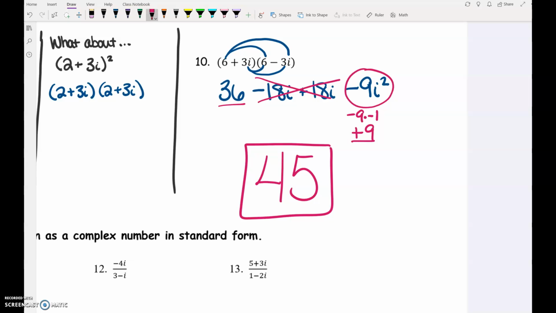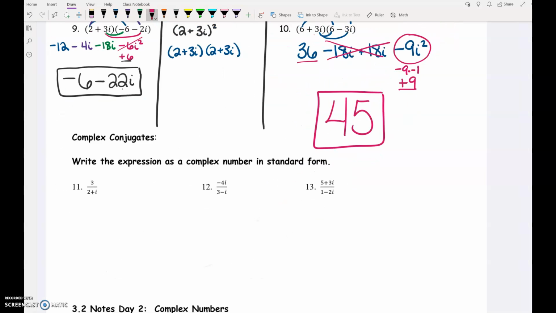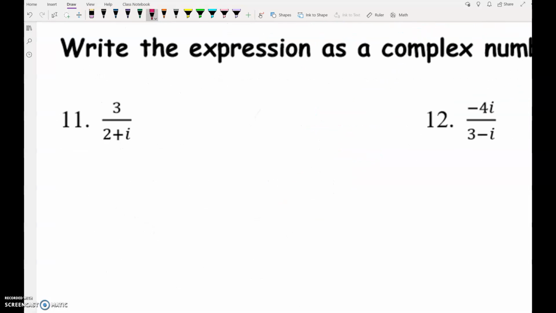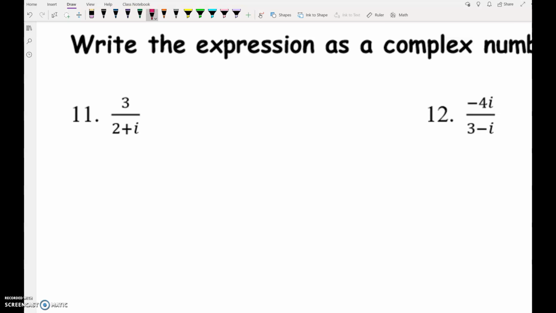Because these two binomials were the same except for that sign, it created this situation where the i's canceled out, and because of i squared equaling negative 1, all of the i's canceled, and we have just a real number answer. This is helpful when you have something like number 11.